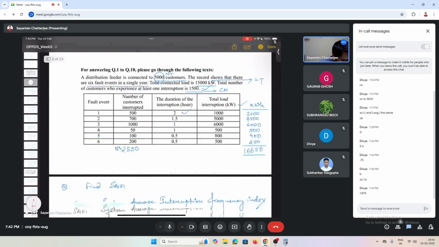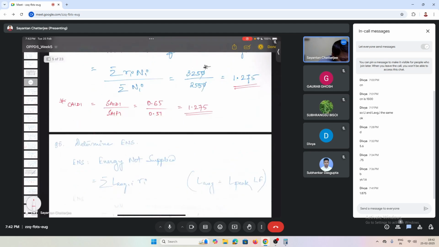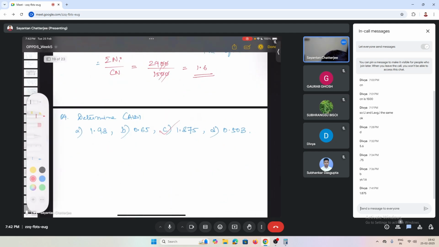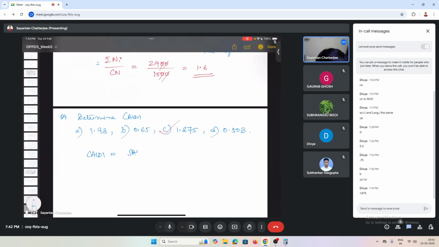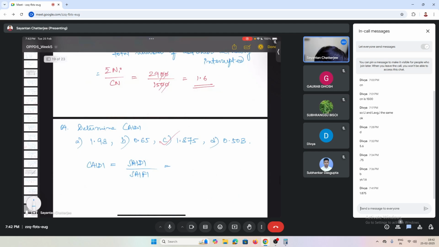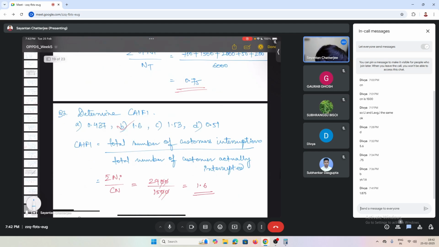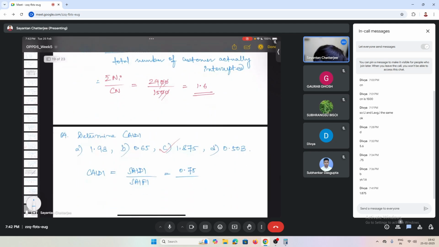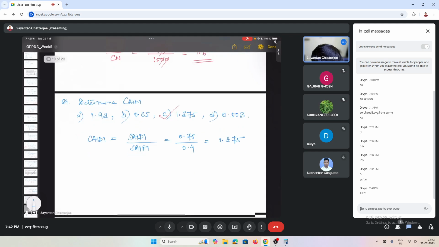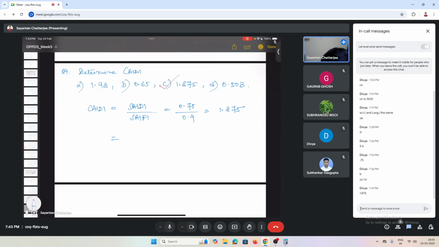Then we'll go for the other method. ID is psi d by psi. So psi d we have calculated as 0.75, and psi we have calculated as 0.4. So from these two you will get 1.875 one way, and the other way is to calculate as per the formula.